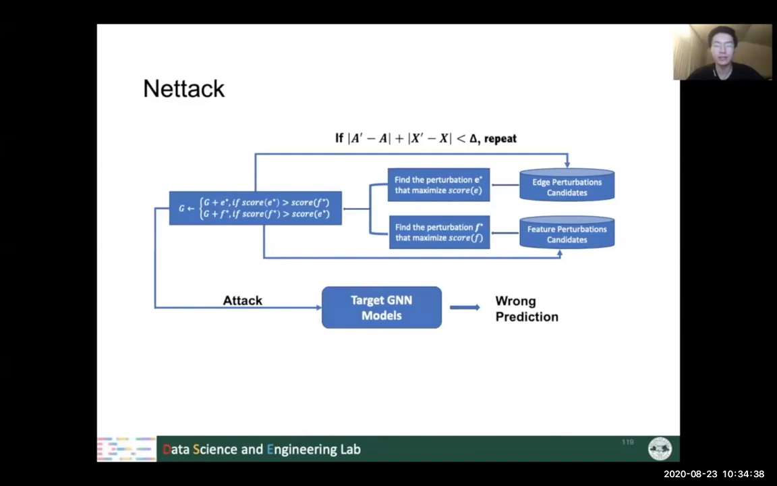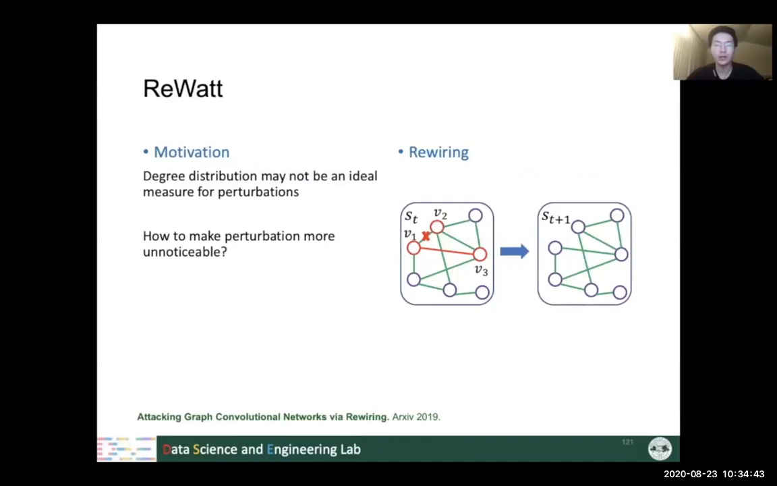Next, I want to talk about the third algorithm, RL-S2V. Reward is our work in 2019. The motivation behind it is the degree distribution may not be an ideal measure for perturbations. So the question is how to make perturbation more unnoticeable. And our answer is rewiring.